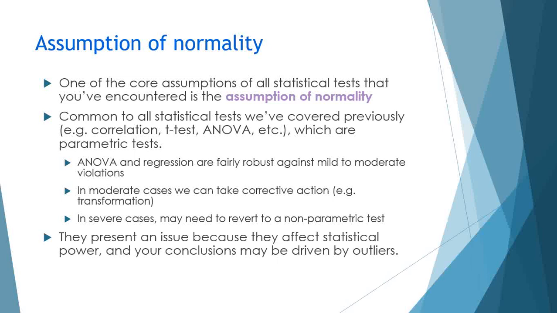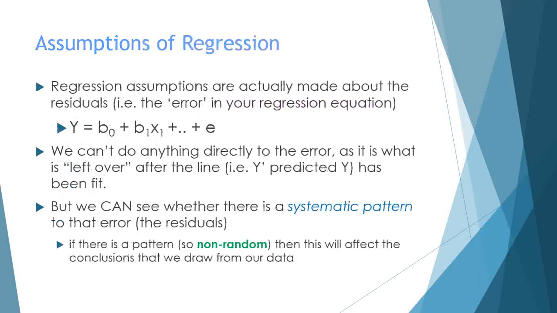Alright, the reason that they present an issue is that they actually affect statistical power. And so that's a concept that we introduced in 1003. It's the likelihood of finding a significant effect if there really is an effect in the underlying population. And so your conclusions may be driven by outliers or problematic scores.